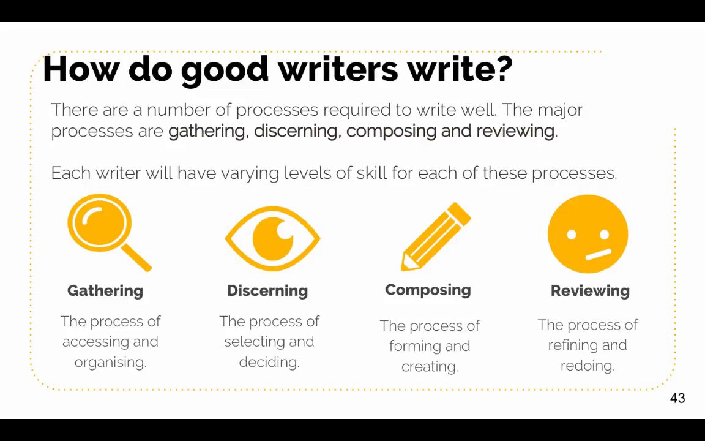Second is discerning, which is this idea of selecting and deciding, making good choices. It's taking what is gathered and funneling it into the material that actually really matters for the task. 3 is composing. So it's this ability to actually get thoughts and ideas down onto paper into structures that are clear and understandable. And 4 is reviewing. So looking back over what has been composed and making further choices and refining the text even more to make meaning clearer.